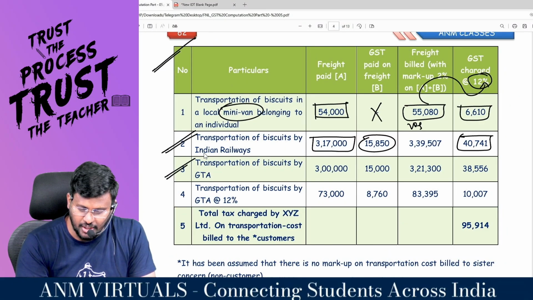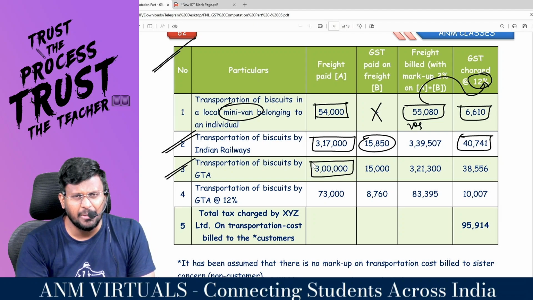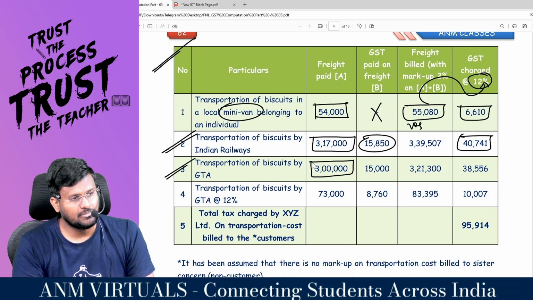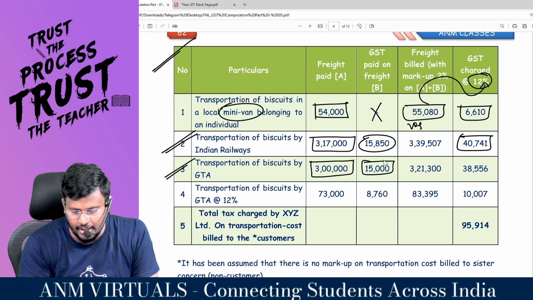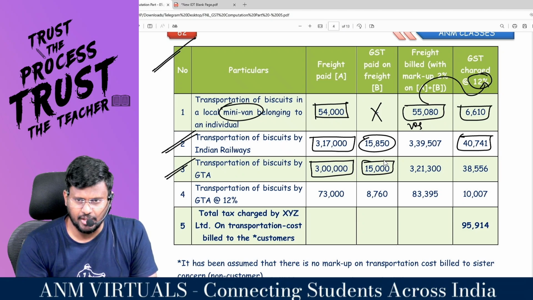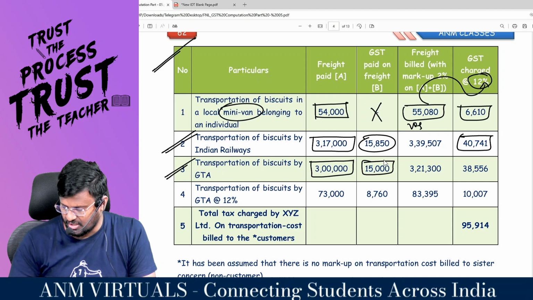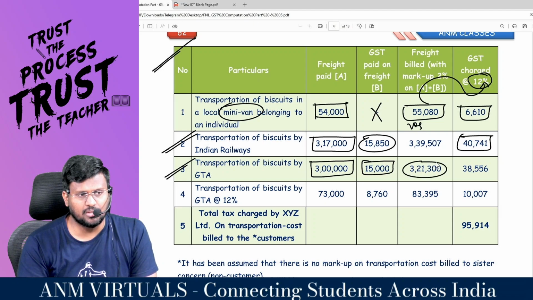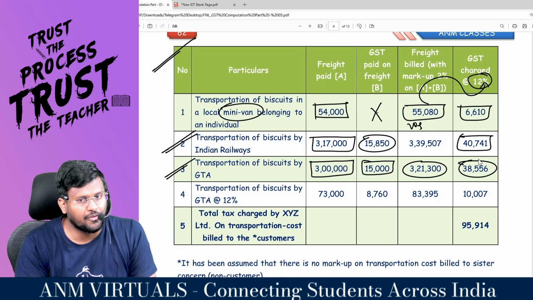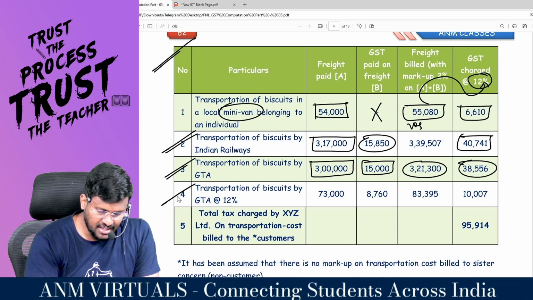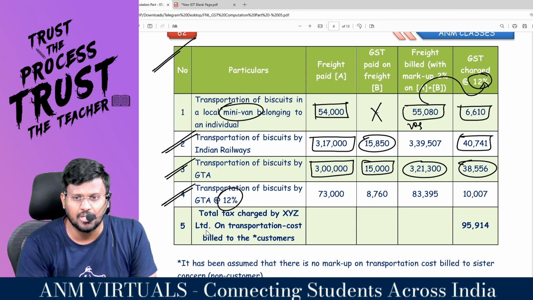I am coming to the third one. Transportation of biscuits by GTA. For that, 3 lakh rupees is the freight. You tell me, is that RCM or FCM? RCM. We have to pay tax at 5%. So 3 lakh into 5% comes to 15,000. So 3 lakh 15,000 into 102% comes to 3 lakh 21,300, into 12% comes to 38,556.